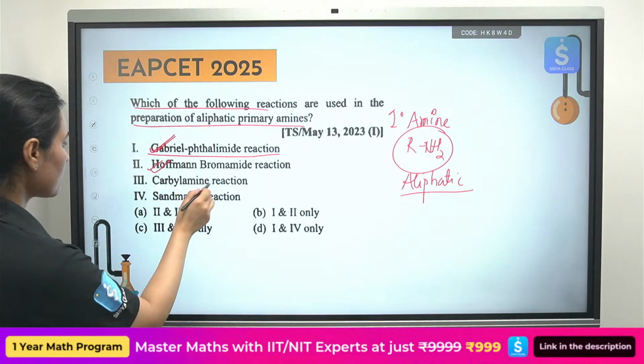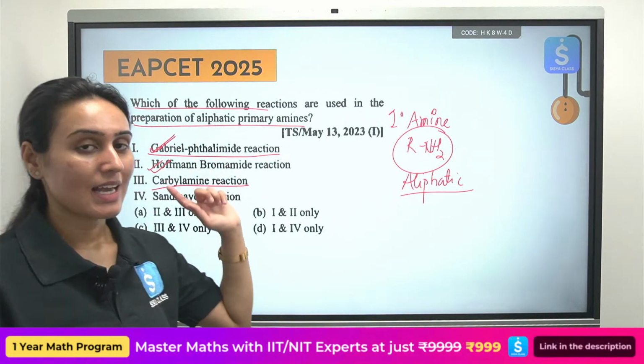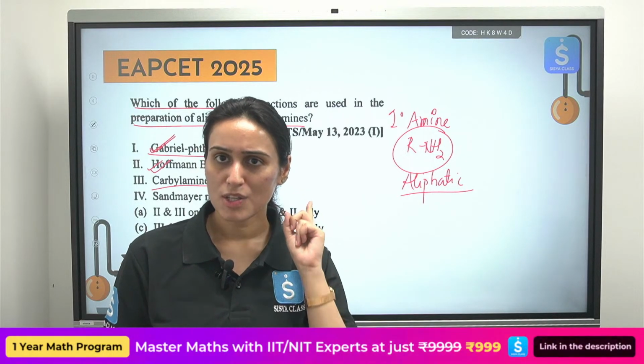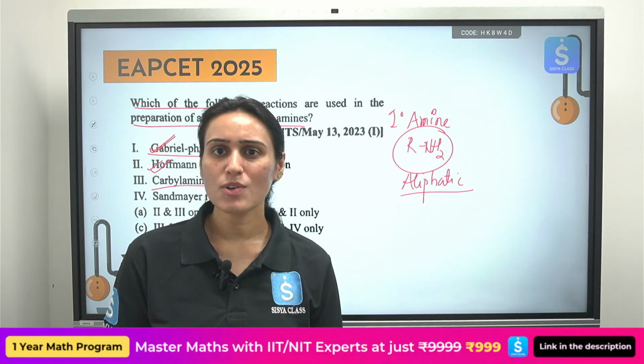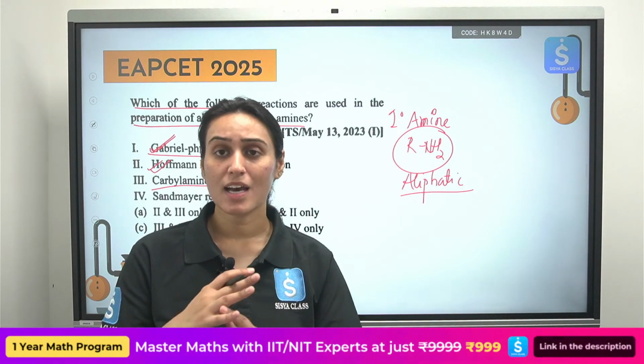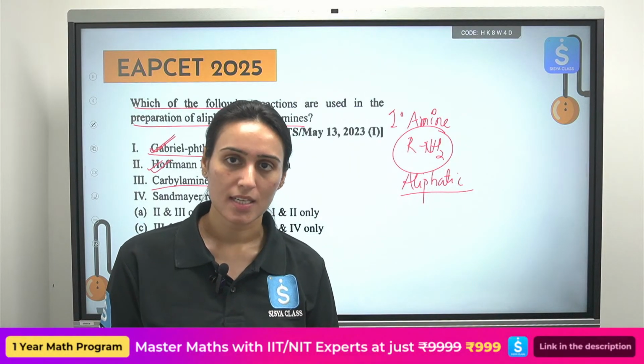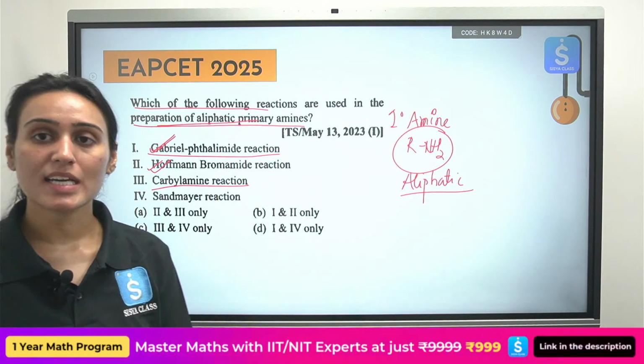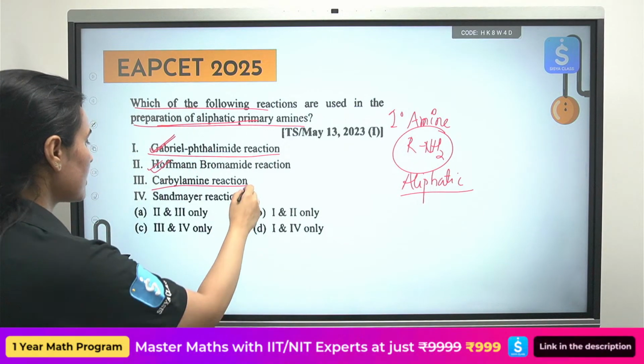Can we prepare it from the carbylamine reaction? In the carbylamine reaction, the test for 1 degree amine, you start with 1 degree amine. You don't prepare it. What are we preparing? A foul smelling isocyanide, right? But they are asking you to prepare aliphatic primary amine. So this is not the correct answer.